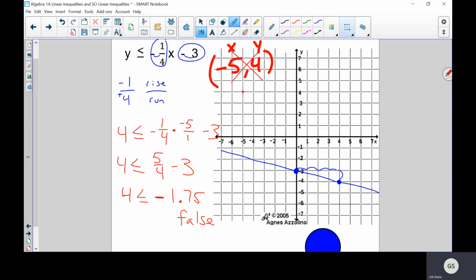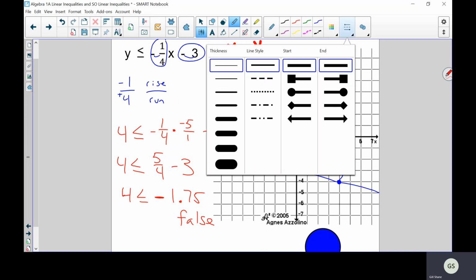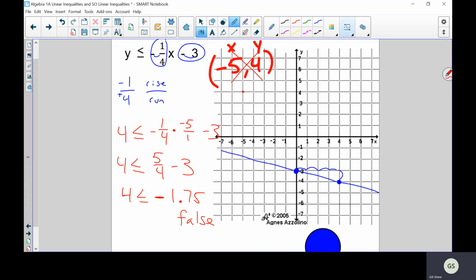So here's what you do. You say, all right, well, if it's false, I'm going to make sure I write, oh, messed that up. Tristan gave me a point I'm not used to using. You write false right across where you tested, whatever point you tested. So he made me test that point up there, so I write false.